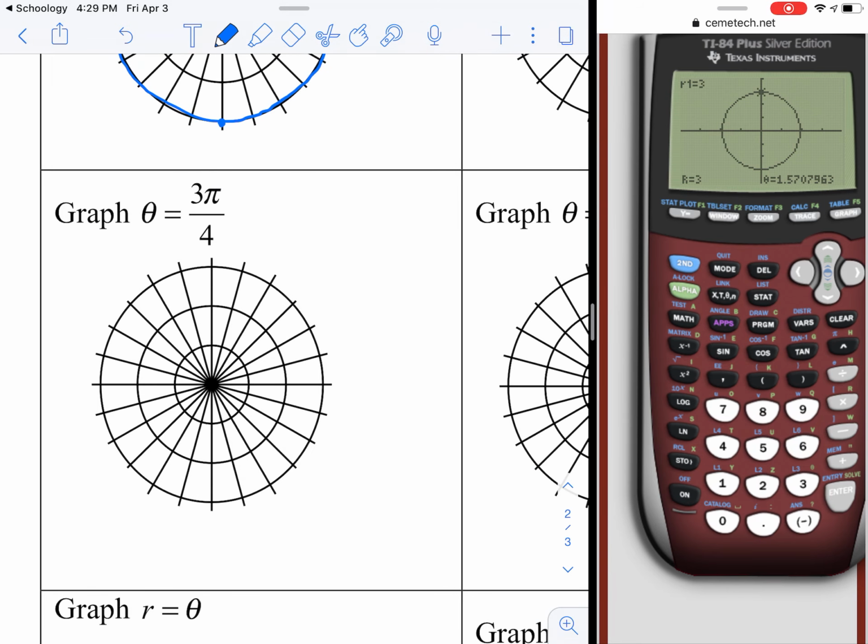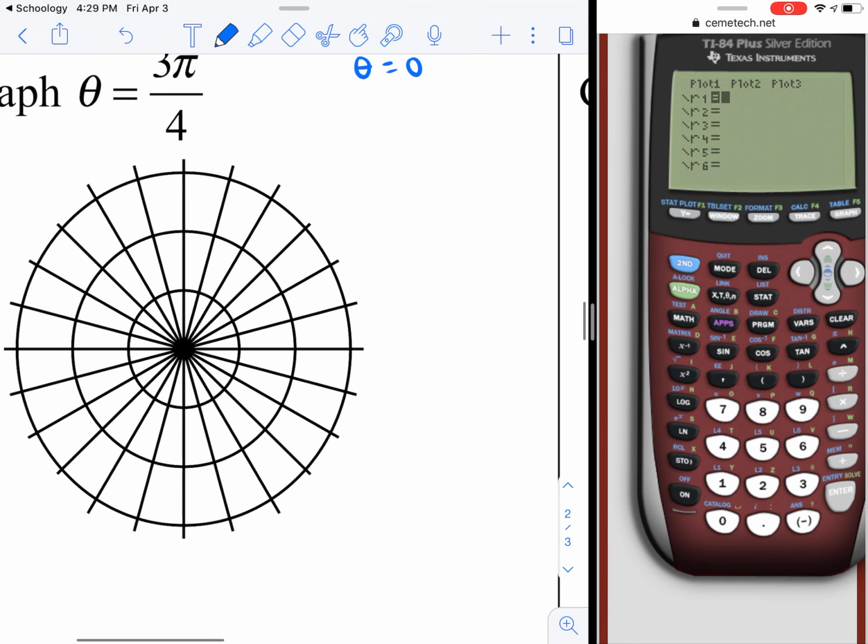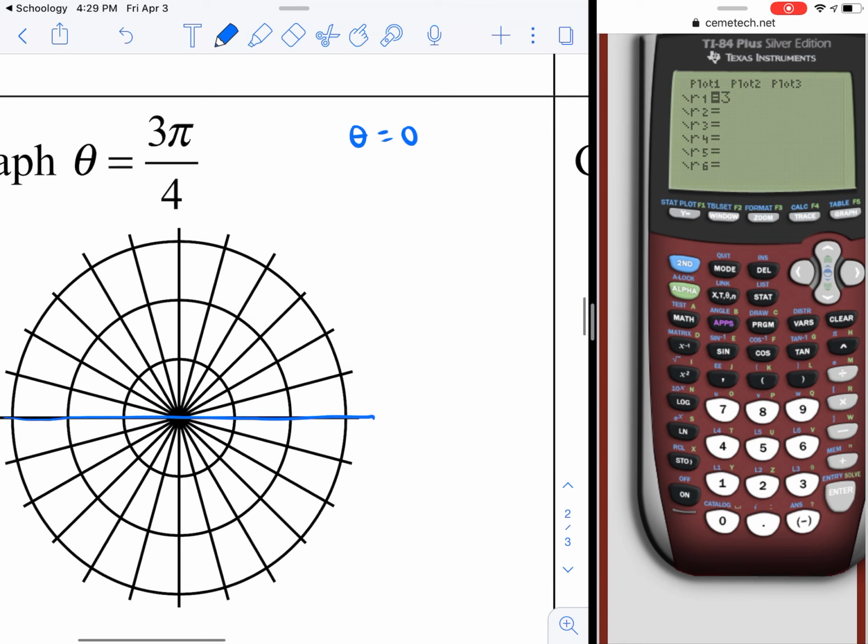But the one that is going to confuse you is this theta equals 3 pi over 4. Because if you go to your Y equals, there is no theta equals. So with these, think about when we were talking about symmetry. And remember I said theta equals 0 is a line. And if you recall, it was your x-axis.